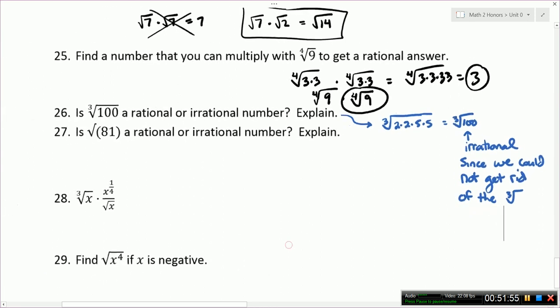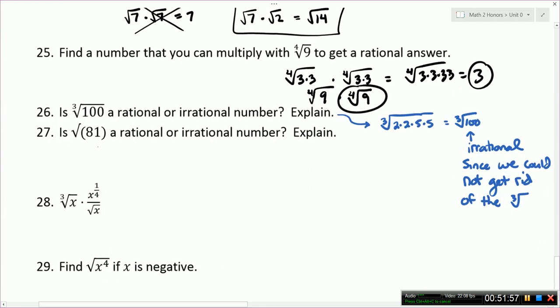And then the square root of 81, that's 9. And so it's rational. There's no square root sign.